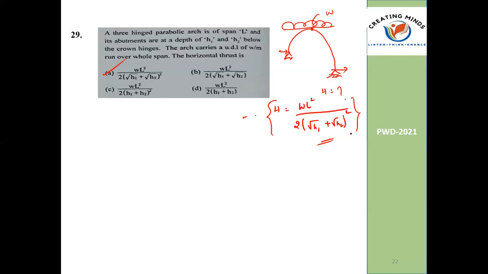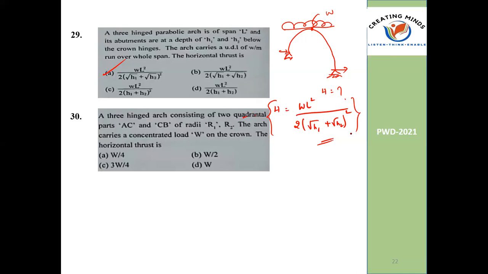Please take the diagram. Afterwards, just take the equation. Just try to remember the equation. That is W L square divided by 2 into square root of H1 plus H2 whole square. Okay.